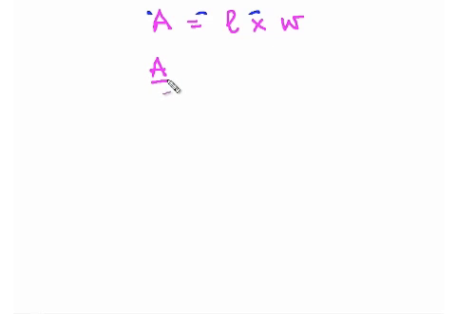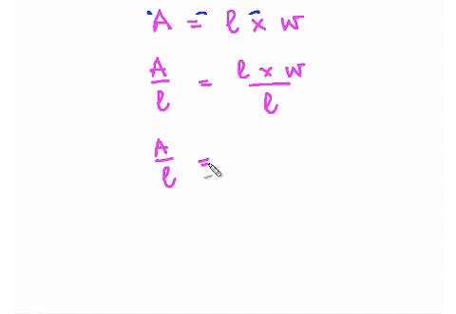So let's do that. We divide the left hand side by L, which is A over L, and we divide the right hand side by L, so it's L times W over L. So A over L is equal to W. Notice that the L's have cancelled out on the right hand side. If we swap the left hand side and the right hand side, we have W equals A divided by L.